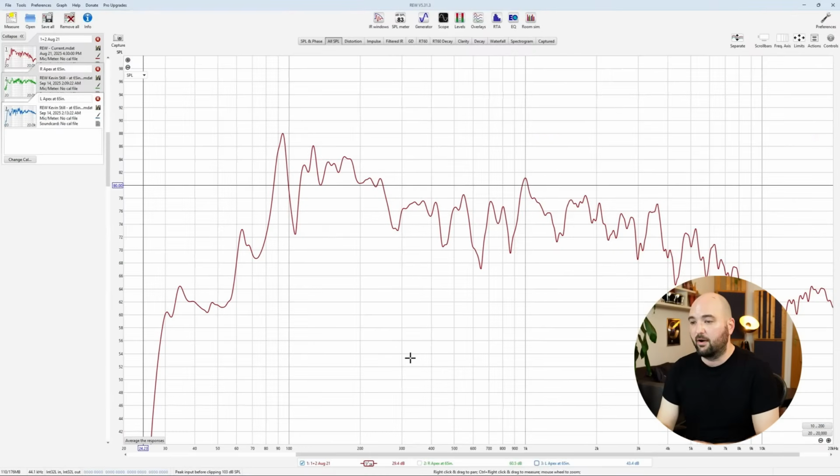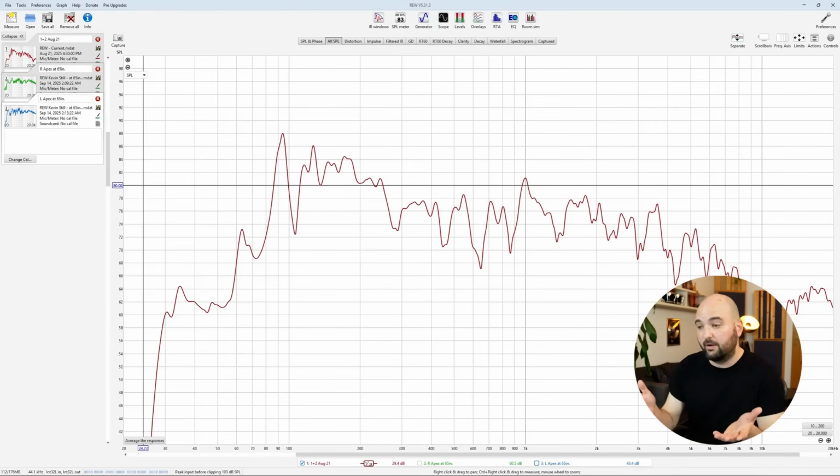But with that, let me get back to this client that I was just talking about. So here are the measurements that he sent me. And to no surprise, he was saying that he got a lot of boxiness in the low mids. The clarity was basically gone. And even EQ didn't really help.